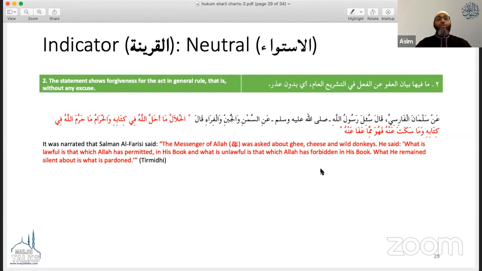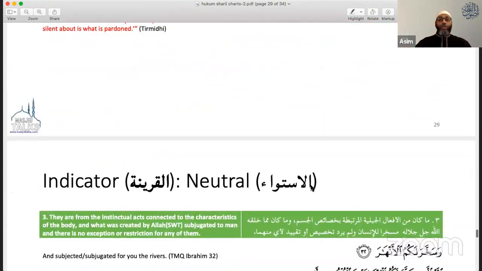Wal haramu ma harram Allahu fi kitabi, and haram is what Allah subhanahu wa ta'ala has made haram. Wa ma sakata anhu fahuwa mimma afa an, meaning whatever he remains silent about is pardoned, which is allowed. So something for which there is no command, you're talking about the ashiya here, the things being halal and haram. In those cases, it is considered mubah to eat.